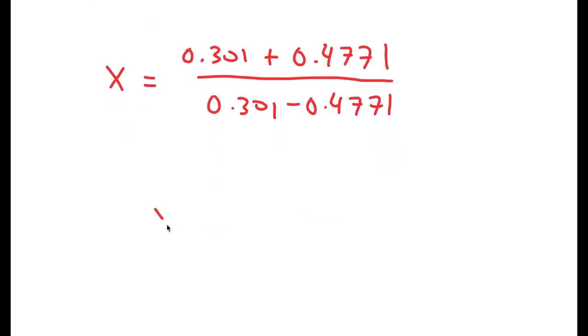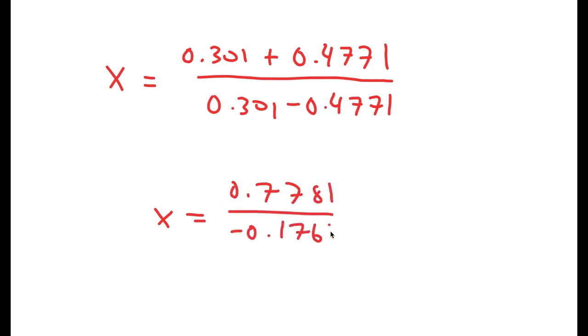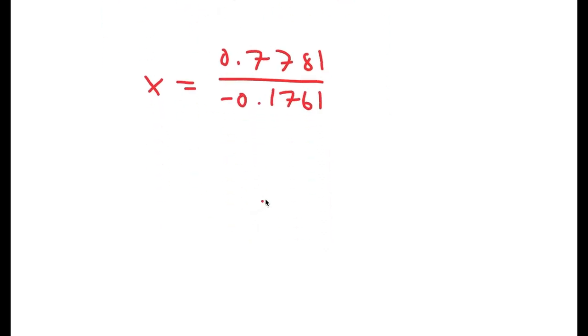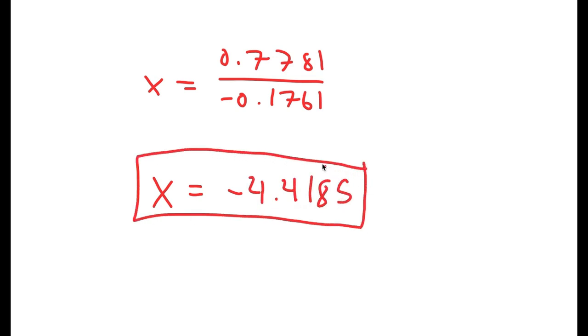So now this turns into 0.7781 over negative 0.1761. And if I divide these two numbers, I get x is equal to negative 4.4185. So this is my solution to this equation.